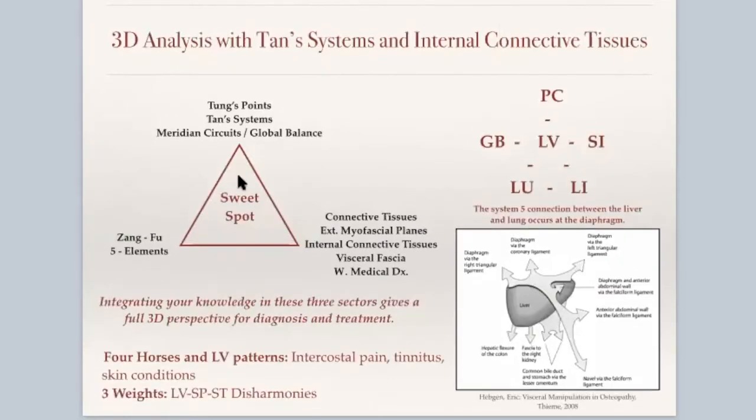Okay, so see this triangle here? This is something I call 3D analysis with Tung systems and internal connective tissues. This is in my internal medicine course. And this is one of 3 major components to it. So we want to find the sweet spot when we're working with our clients. Now, if you're only doing Zong Fu pattern identification, you're only seeing things from one dimension. Or maybe you're doing Zong Fu and 5 elements, and that's great.